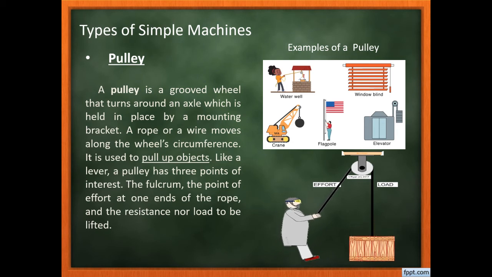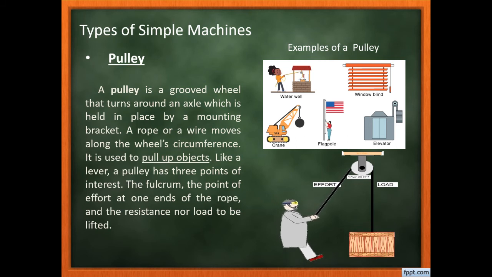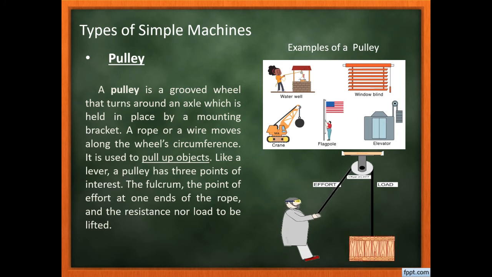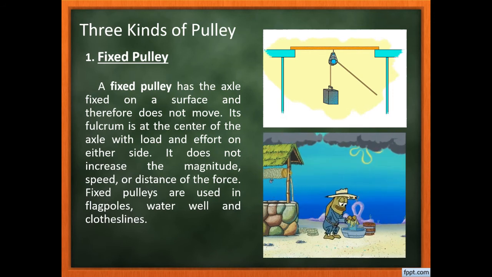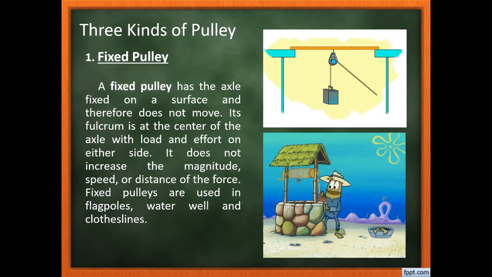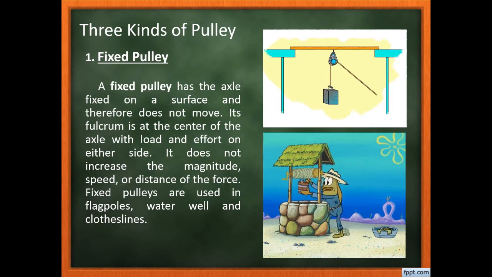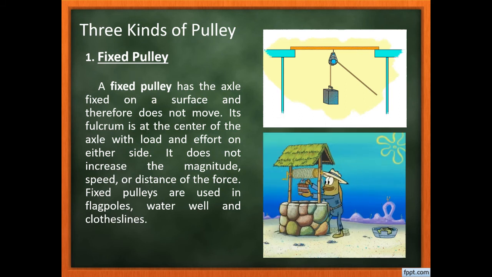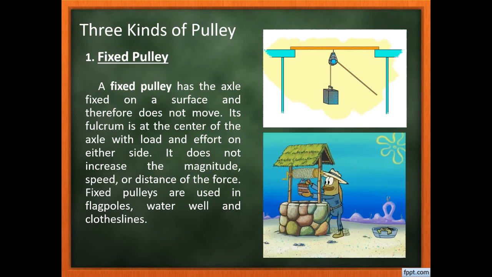Examples of a pulley: we have water well, window blind, crane, flagpole, and an elevator. Pulley has 3 kinds. Number 1, fixed pulley. A fixed pulley has the axle fixed on a surface and therefore does not move. Its fulcrum is at the center of the axle with load and effort on either side. It does not increase the magnitude, speed, or distance of the force. Fixed pulleys are used in flagpoles, water wells, and clotheslines.